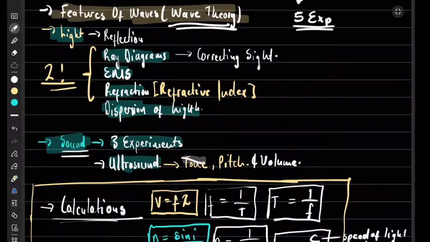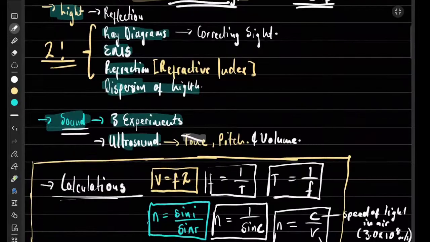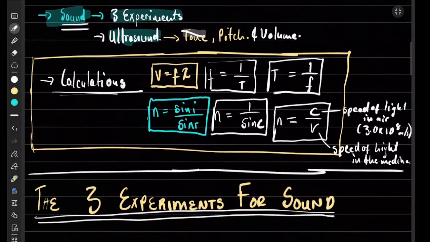VUXI. Radio, microwave, infrared, visible light, ultraviolet, X-ray, and gamma ray. All those, you must know them. And then you must know refraction, dispersion of light. I'll make sure you guys are good at it. Then sound and so on.